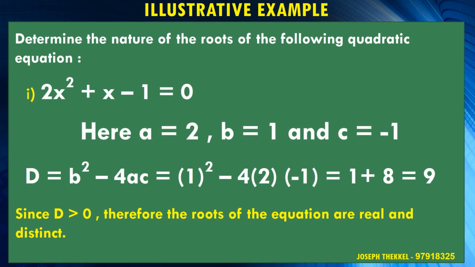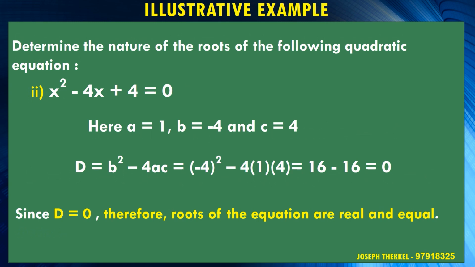Illustrative example. Determine the nature of the roots of the following quadratic equation: 2x square plus x minus 1 equal to 0. Here a is equal to 2, b equals 1 and c equals minus 1. D equals b squared minus 4ac equals 1 square minus 4 into 2 into minus 1 equals 1 plus 8 equals 9. Since D greater than 0, therefore the roots of the equation are real and distinct.